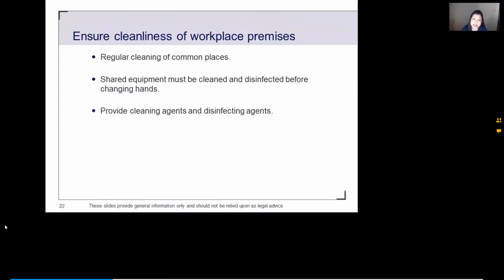Employers should also ensure cleanliness at the workplace. So this can be done by arranging for regular cleaning of common spaces, disinfecting shared equipment in between use by different employees, and by providing cleaning and disinfecting agents in the workplace.